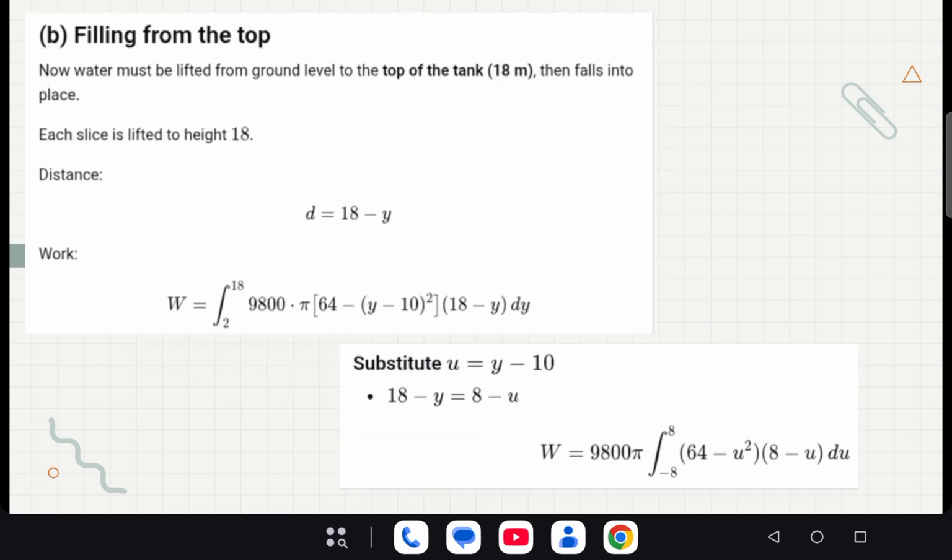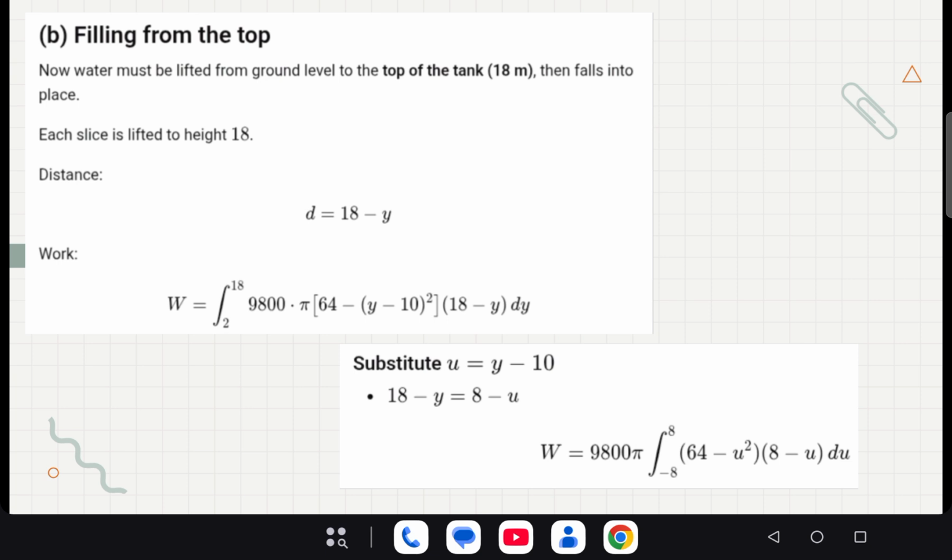Then in letter B, filling from the top, now water must be lifted from the ground level to the top of the tank, 18 meters. Each slice is lifted to height 18. So the distance is d equals 18 minus y. So the work is equal to the integral from 2 to 18 of 9,800 times pi times the bracket 64 minus the quantity y minus 10 squared times 18 minus y dy.